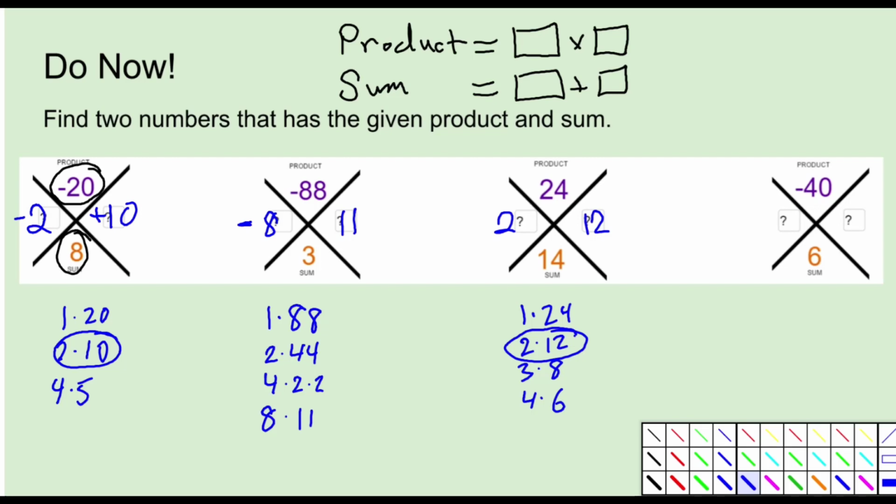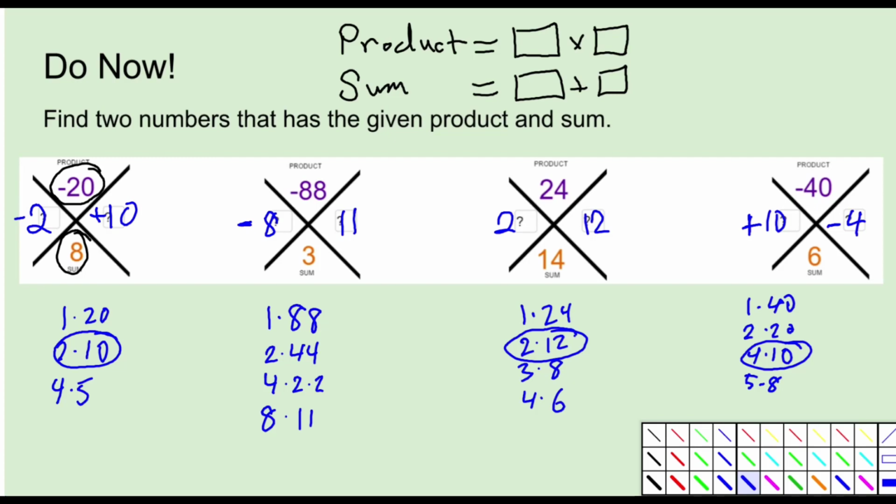All right, last one, a product of negative 40. Let me see, the factors are 1 times 40, 2 times 20, 3 doesn't work, 4 works, 4 times 10, 5 times 8. All right, which one of those will give me a 6? Ooh, the 4 and the 10. So I'm going to go with 10 and 4. On this one, I need a positive 6 when I add them, so let's get the negative to go there. Boom. Positive 10 and negative 4.